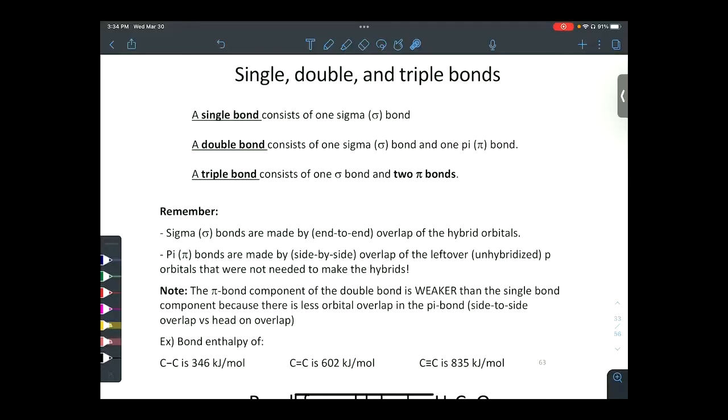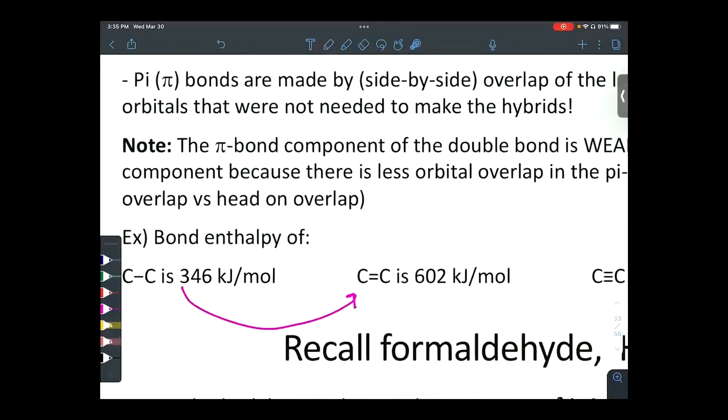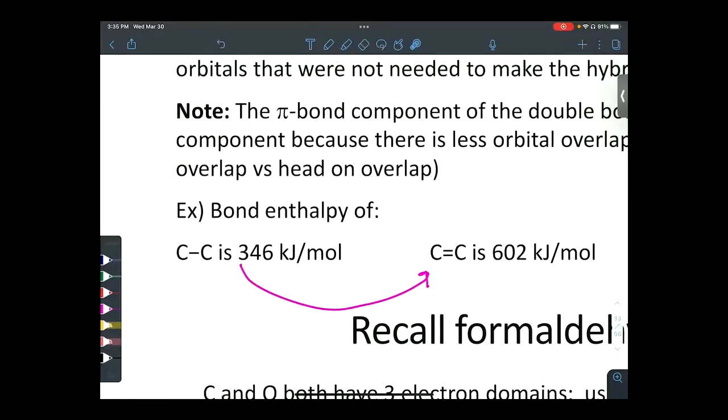Okay, all right. And this whole idea that the pi component is weaker than the single bond. So here, if we just look at carbon-carbon, single, double, triple, you would think that going from a single to a double, it would be twice, right? It would just be double the number, but it's not. We see when we add the pi component, it's a little bit less than double, okay? It's stronger, yes, but not double stronger, all right?